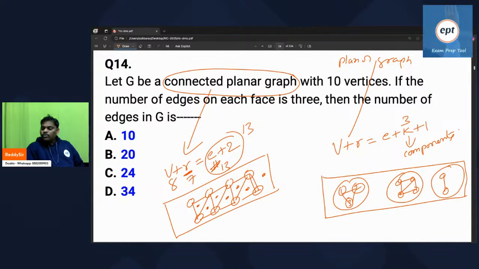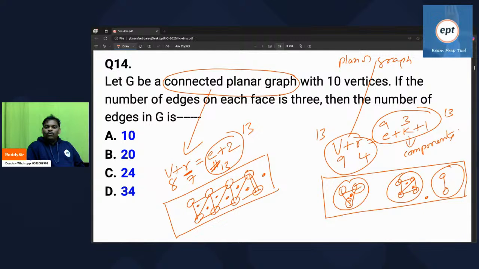In this problem, three components. Number of edges: 3 plus 4, 3 plus 5, 8, 8 plus 1, 9, 9 plus 3, 12 plus 1, 13. Vertices: 3 plus 4, 7, 7 plus 2, 9. Regions: 1 here, 2 here, 3 here, outside is 4. 9 plus 4, 13. So this is also 13.